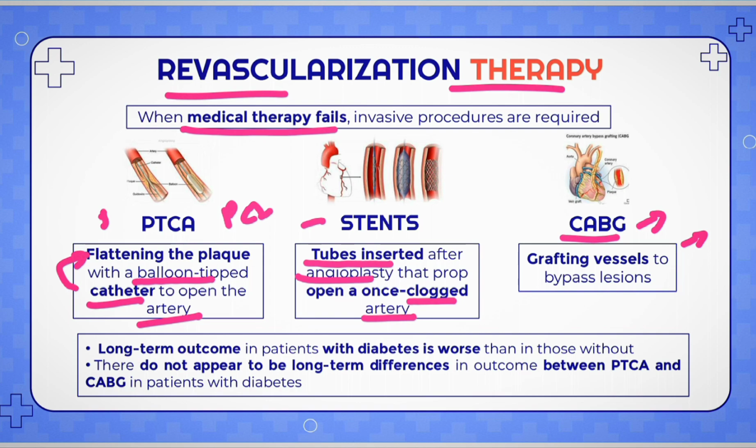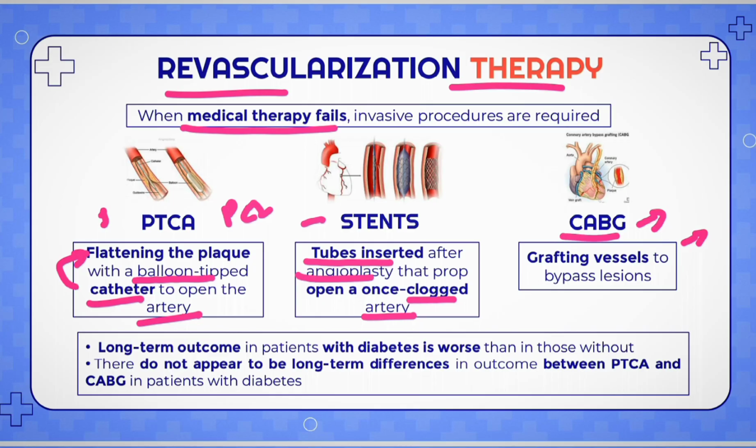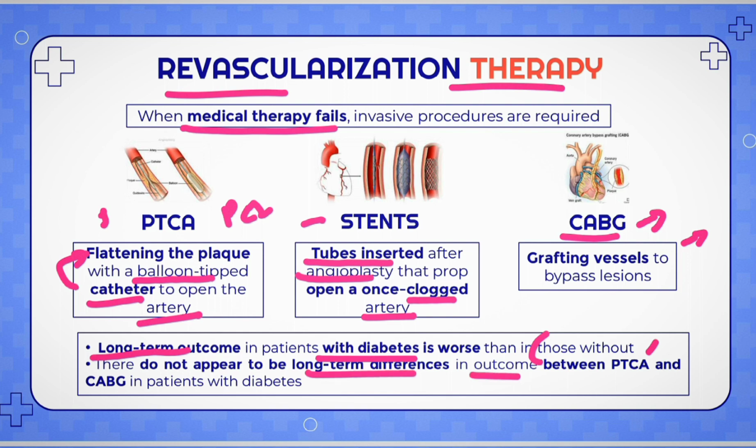It is found that the long-term outcome is worse in any patient with diabetes as compared to a patient without diabetes. It is also found that there is no long-term difference in outcome between the procedures PTCA and CABG in any patient with diabetes.